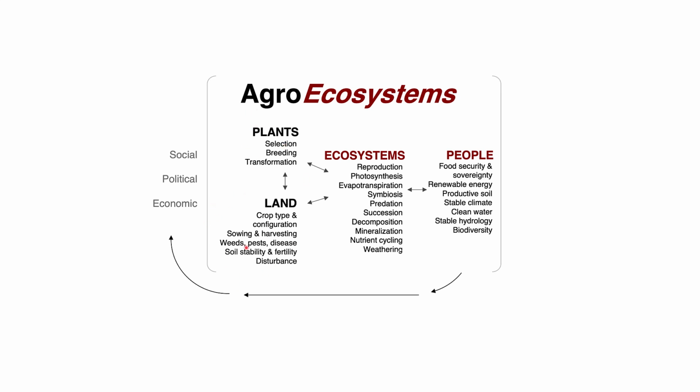And then, of course, we also manipulate the land. And here we use the term land in a broad sense. We choose the crop type, we choose its configuration, not only within fields, but in landscapes. We decide when to plant, when to sow, when to harvest. We make decisions about how to manage and manipulate pests like weeds and diseases. And then, of course, we manage the soil for fertility and stability. And then we also manipulate and manage disturbance regimes like fire regimes or grazing regimes. So these are kind of the two main things that we humans do to manipulate or modify plants and the land in which they grow towards some particular end.